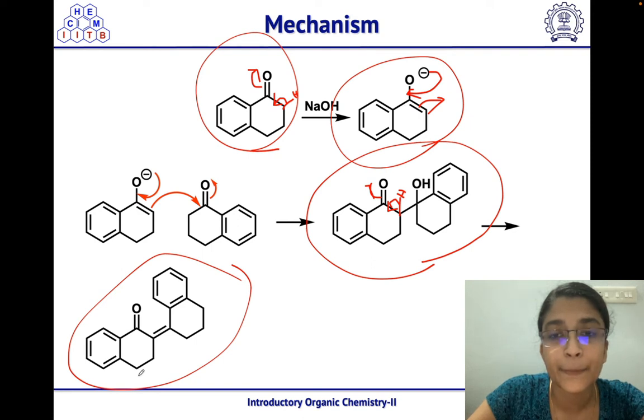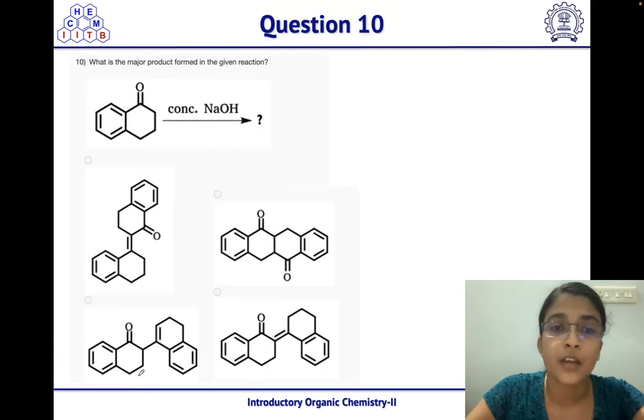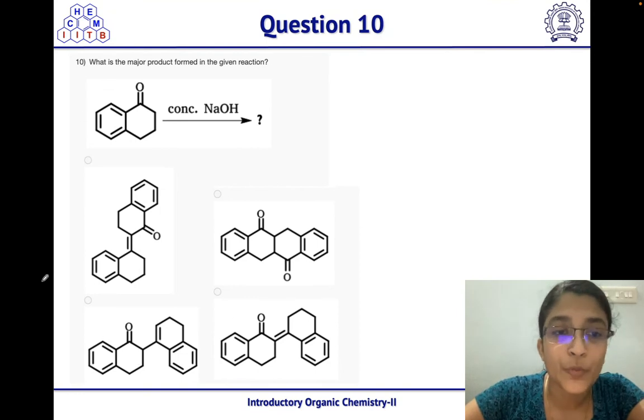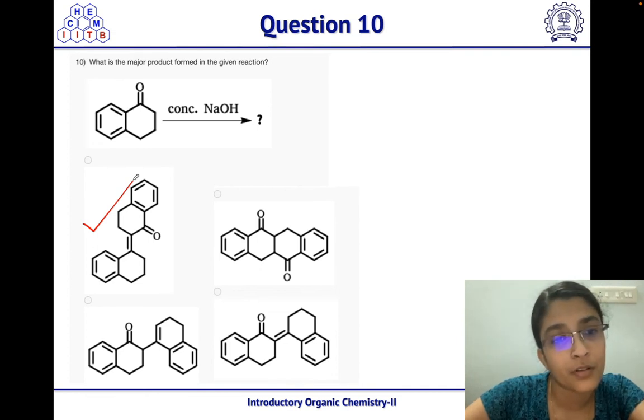Is this clear? Yes, ma'am. Okay. So out of these four options, the right option will be option A. Option A and option D are also a similar kind, right?